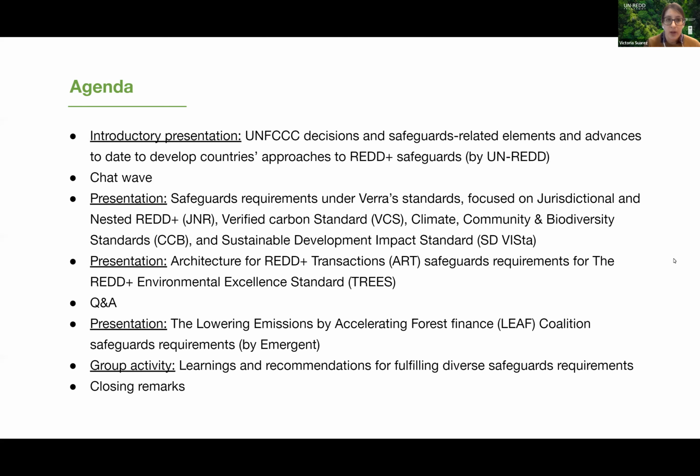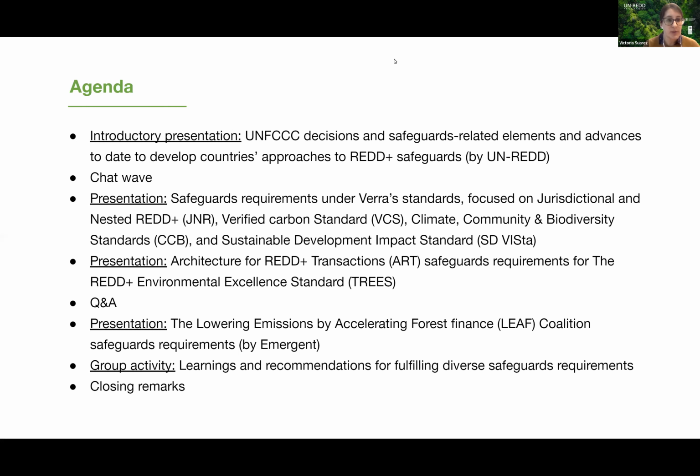Going to the agenda of this webinar, we will have an introductory presentation on UNFCCC decisions and safeguards related elements and advances to date to develop countries' approaches to REDD+ safeguards. This will be done by UN-REDD. We will follow with a presentation of two standards: the safeguard requirements under Verra's standards, and then the safeguard requirements under the Architecture for REDD+ Transactions, and particularly the REDD+ Environmental Excellence Standard, known as TREES.